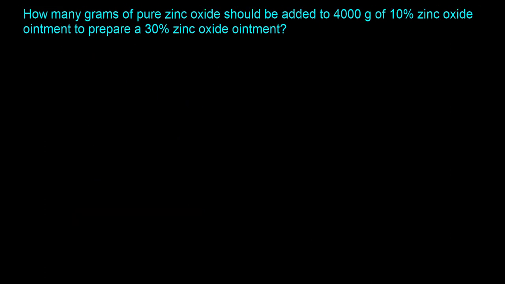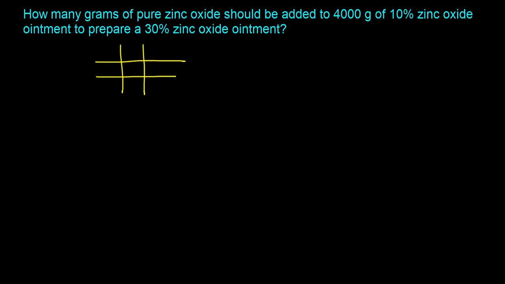So let's take a look at this question, which says how many grams of pure zinc oxide should be added to 4,000 grams of 10% zinc oxide ointment to prepare a 30% zinc oxide ointment. So in this question, we've been given two concentrations in numbers directly, and we need a third concentration for the alligation method to work. But first, let's proceed by setting up the alligation grid. So we have our two vertical lines and two horizontal lines. And so let's go ahead and do a deeper analysis of the question and see what is going on.